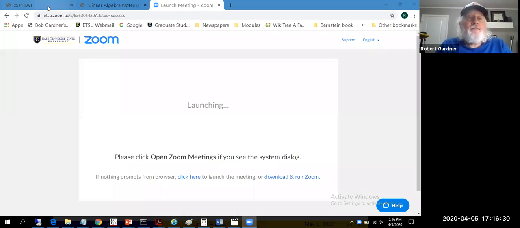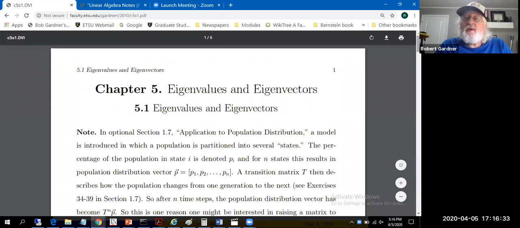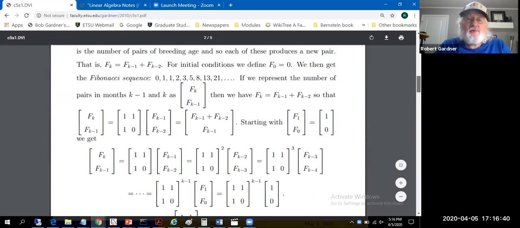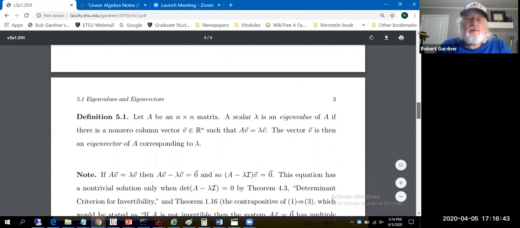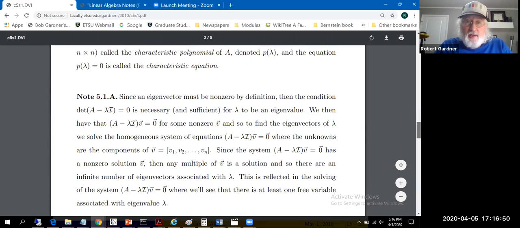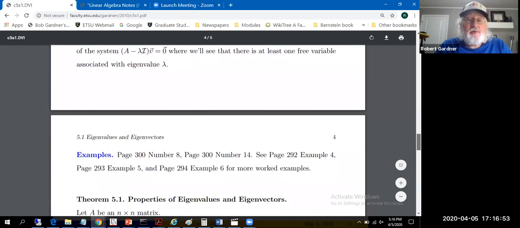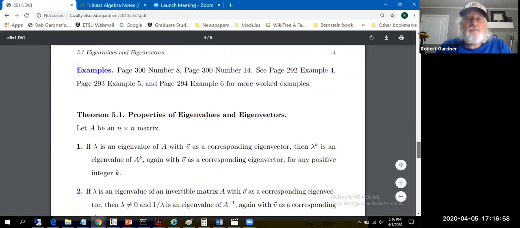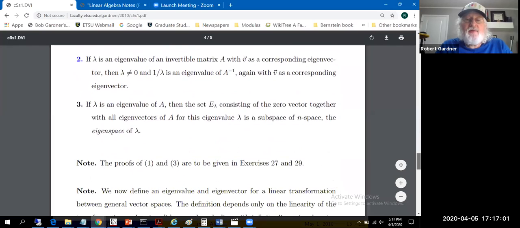Let's finish up section 5.1. So we've defined eigenvalues and eigenvectors, tried to motivate why one would be interested in them. We saw examples of how to compute characteristic polynomials, how to use those to find eigenvalues, and how to use the eigenvalues to find corresponding eigenvectors. We had some properties of eigenvalues.